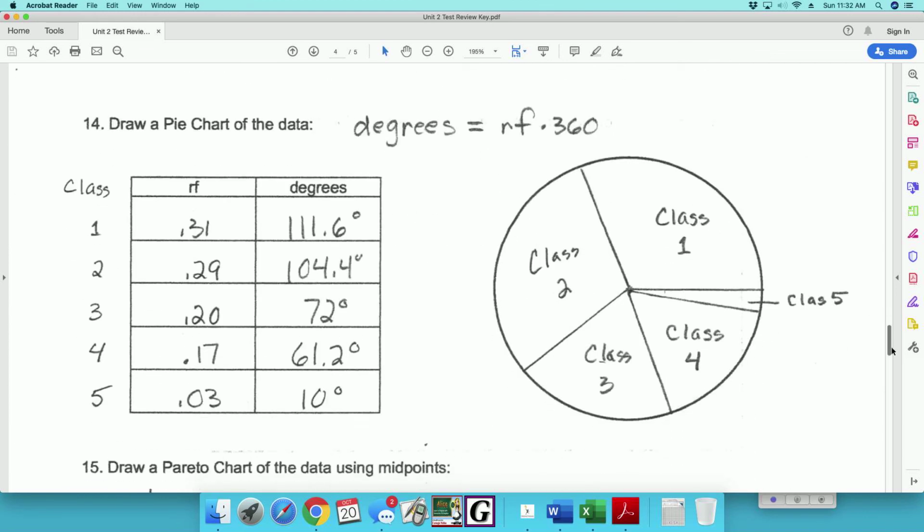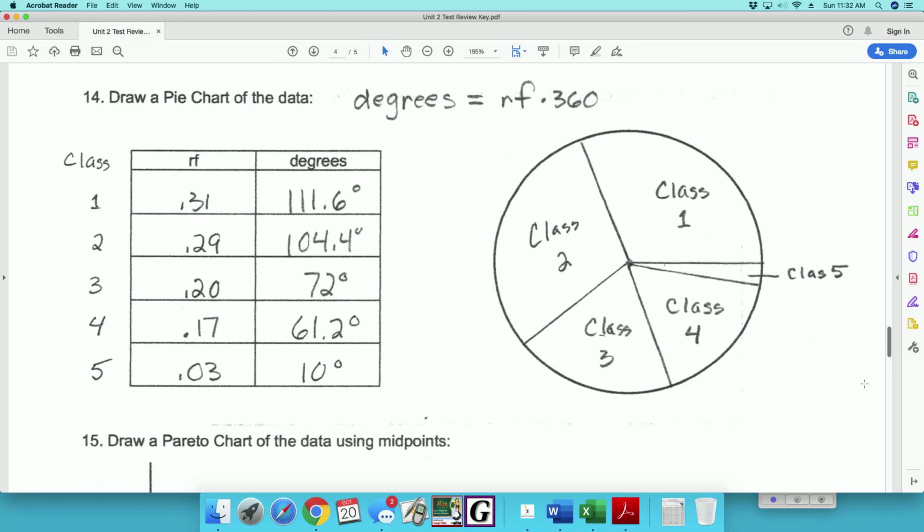All right, we're going to do a pie chart. You're going to have to do the best you can with your art ability and guesstimating the degrees. Now, we're going to use all the classes, 1, 2, 3, 4, 5, are going to be plotted in the circle in your pie chart. We're going to use relative frequency. So to find how many degrees this amount here is, it's going to be your relative frequency times 360 degrees.